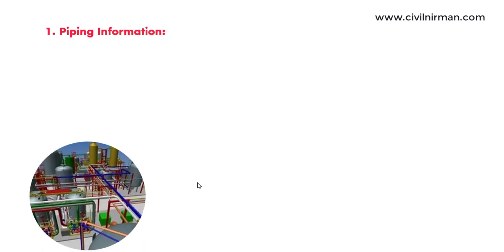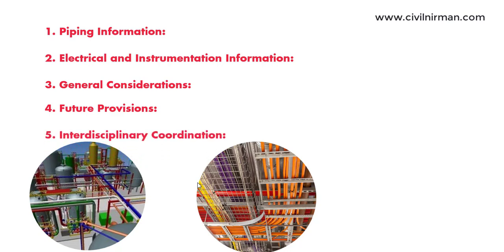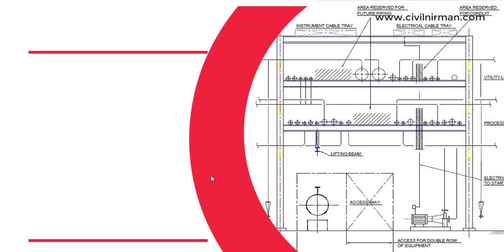So the first one is the piping information. Next we have electrical and instrumentation information. Third, general consideration, future provision, and the last one is interdisciplinary coordination. Now we will brief all these points in detail, so let's check it out. The first one is the piping information that you will require.